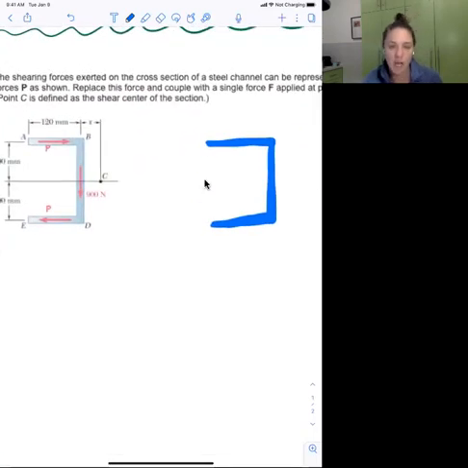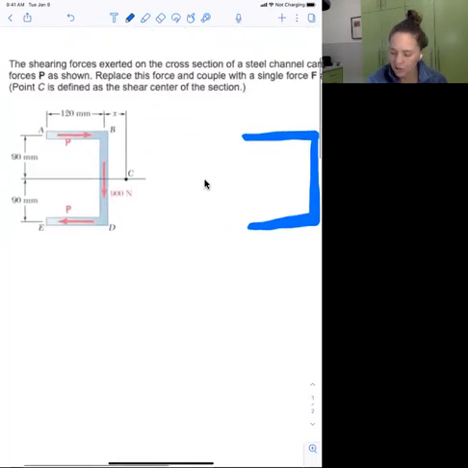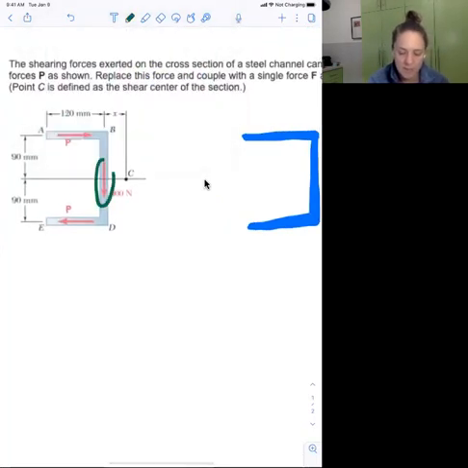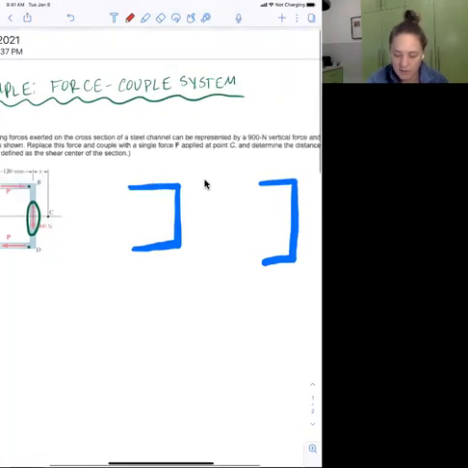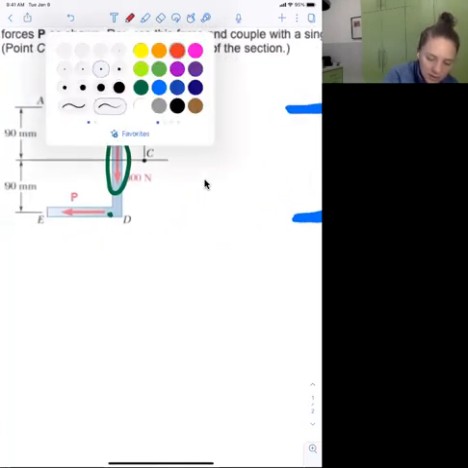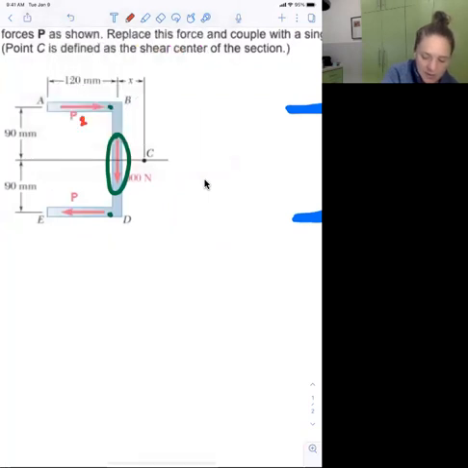It's a cross section of a beam, and it has a 900 Newton force acting right here through the center. And then it has these two forces P, which are stated to be equal to 260 newtons. So I will write that on here for us. This is 260 and 260.